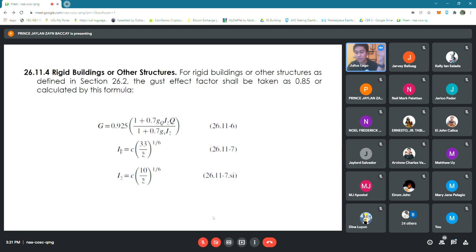Okay, so how do we determine the gust effect factor for rigid buildings? Although it is normally taken as 0.85, we can also compute it using this formula. So your G is equal to 0.925 multiplied by 1 plus 0.7 gQ times Iz, and so on, very long. What are those?